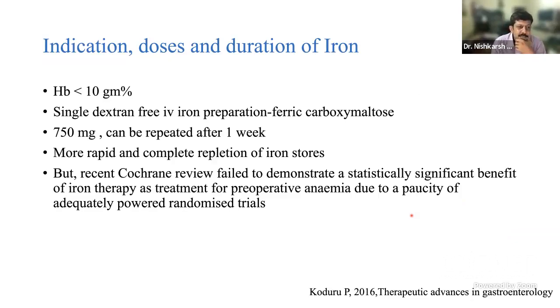So the indication is if hemoglobin is less than 10 gram%, then we can give ferric carboxymaltose, which is the most favored IV preparation, because with oral preparation either the patient may not tolerate it, or absorption is an issue, and considering time is limited, it doesn't usually work. So it is always best to give an IV preparation of iron. It is the most rapid and complete repletion of iron stores.